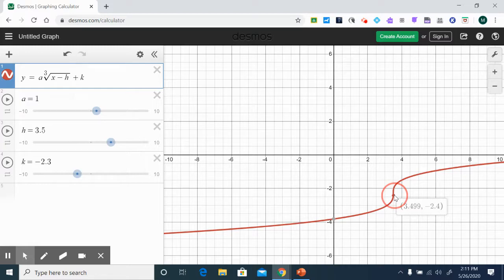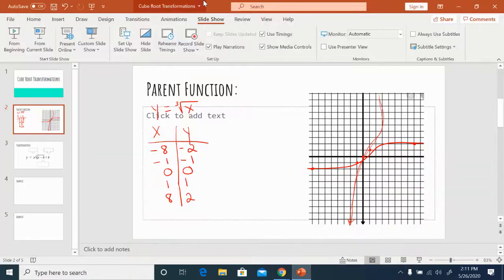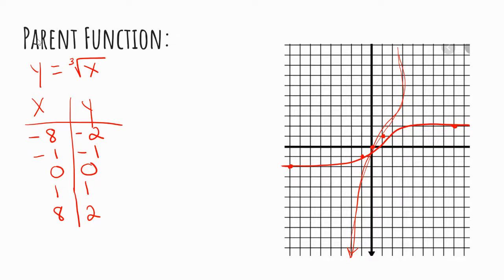My k value is -2.4. Now it's -2.3. So I must have gotten it. And then my k value is also -2.3. So that point of inflection there, that middle part of our cube root function, is our h and k value. So if you want to know where the middle is, you can look at that.